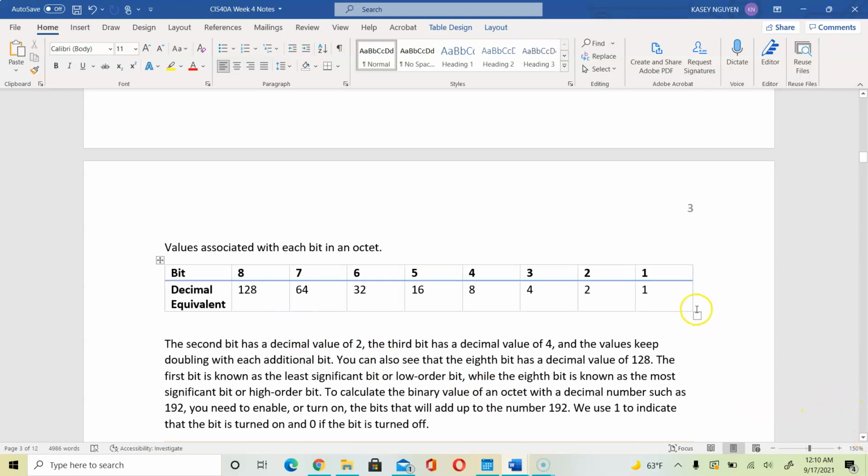So this scale will always remain the same, as in it would be a multiple of 2 for the decimal equivalent of every single bit, from the least significant bit on the right going to the left. The leftmost is going to be the most significant bit, your MSB, and that will be bit 8.